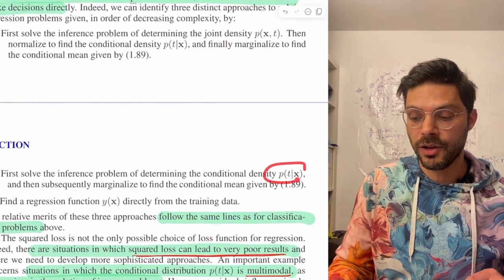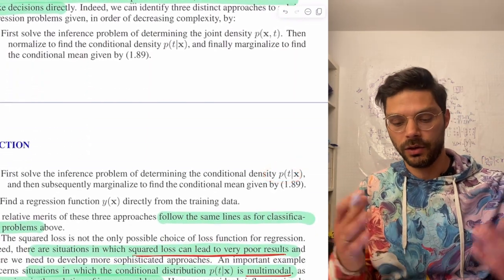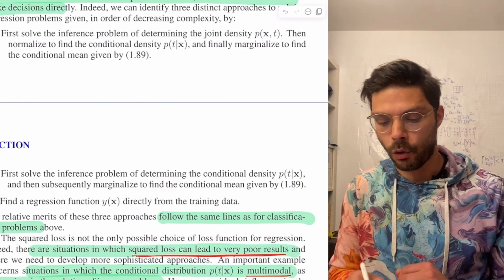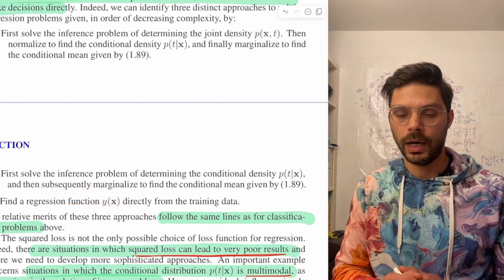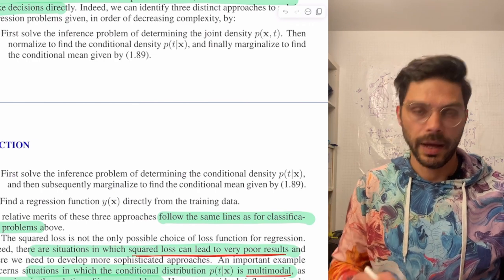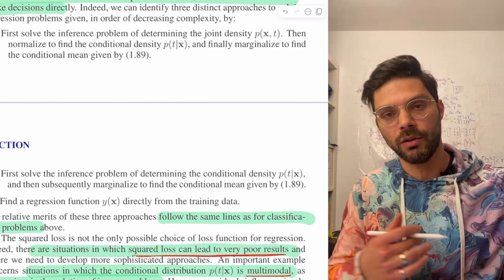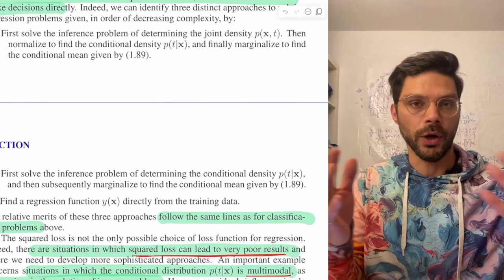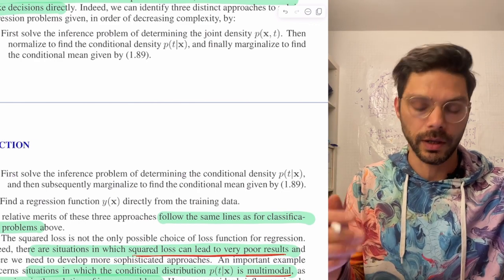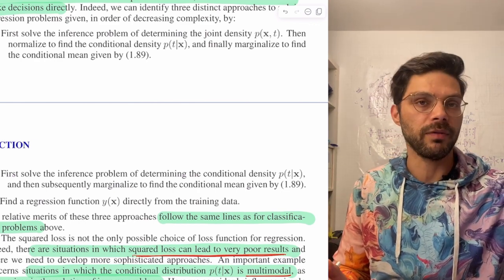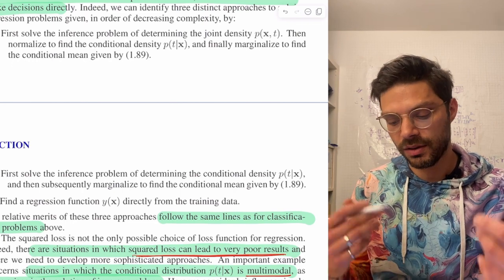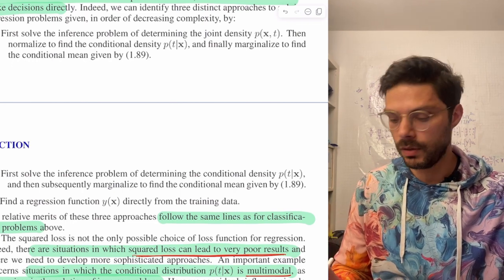You could find just p of t given x directly, and then do your decision theory after that, or you could just find a regression function and forget the probabilities. Why each of those approaches is good or not good, we already discussed in the previous section. So you can go and look at the video for 1.5.4 for classification, and it's the same discussion. So we're not going to go much into it.